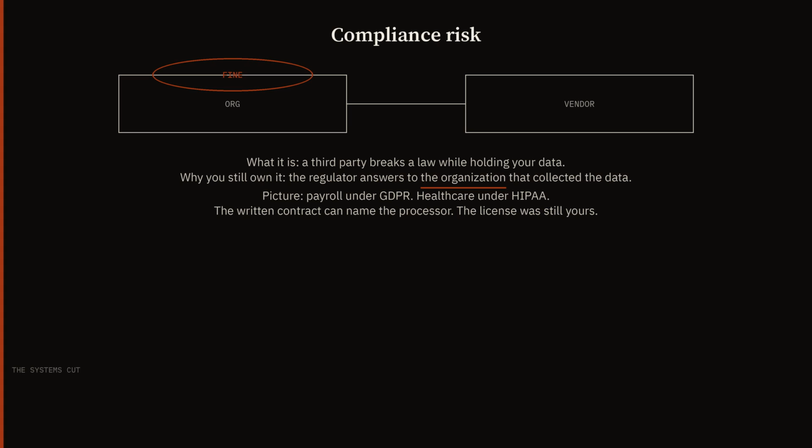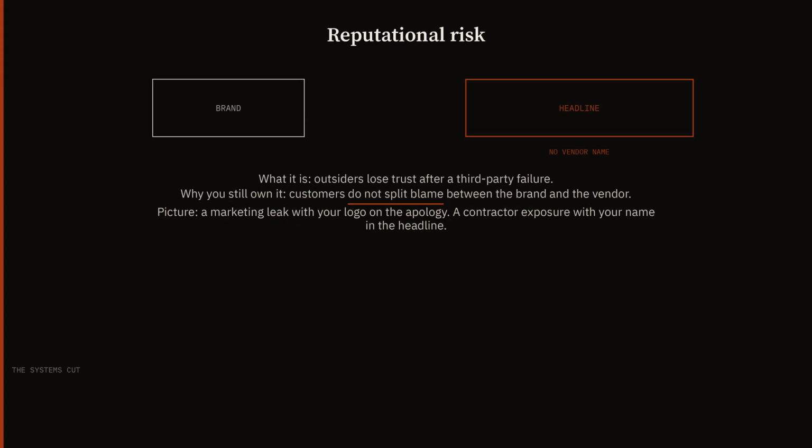The license to hold that data was still yours. The fine, the mandated audit, and the corrective plan follow the name that collected the records. Reputational risk is the fourth type. Customers, regulators, and partners lose trust because a third party failed, and they do not split the blame.